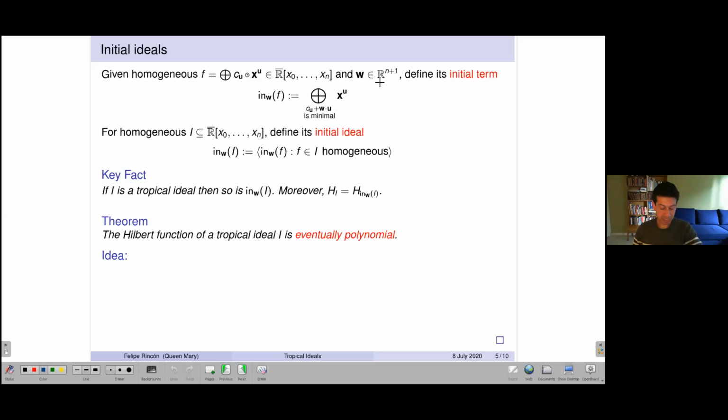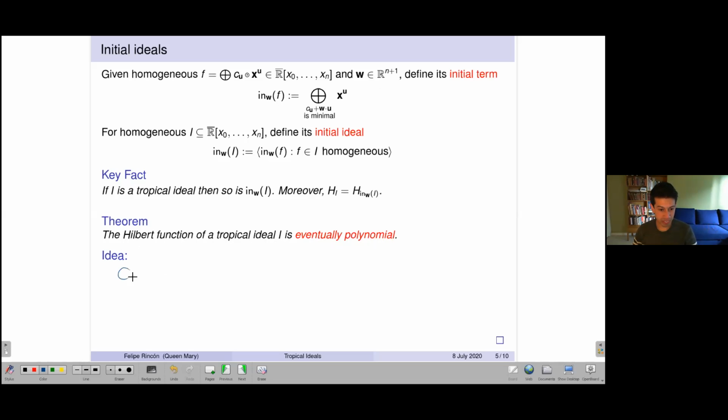So maybe let me tell you how. Remember, we had this theorem that tells you the Hilbert function of a tropical ideal is eventually polynomial. And I want to show you how to use this notion of initial ideals and this key fact to prove this theorem. So the idea is the following: suppose you take any tropical ideal I. You want to show that its Hilbert function is polynomial.